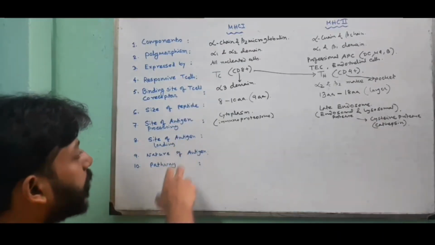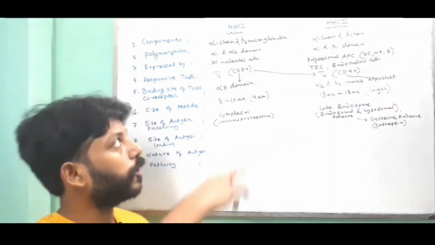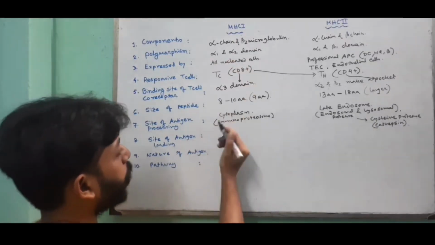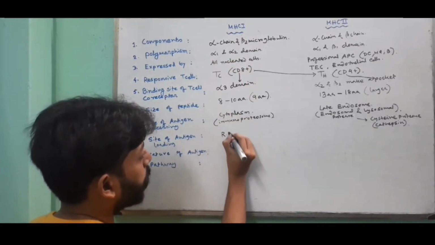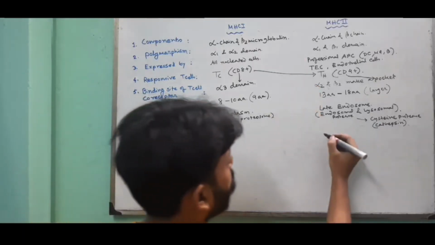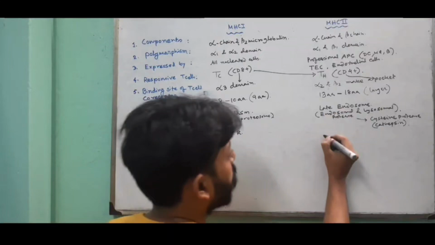Now the site of antigen loading, where the antigen are loaded onto the MHC 1 and MHC 2 molecule. In case of MHC 1, the site is rough endoplasmic reticulum, but in case of MHC 2 molecule, the site of antigen loading is also the late endosome.